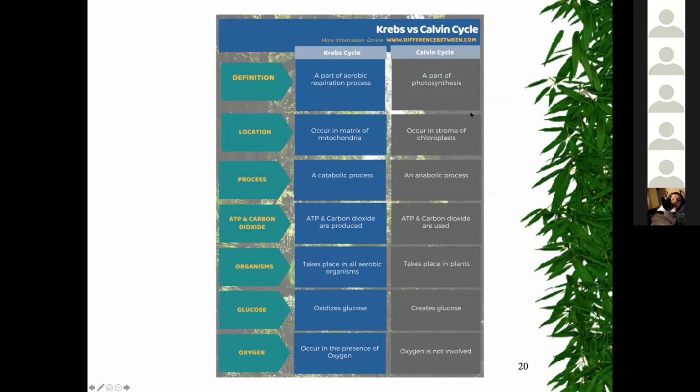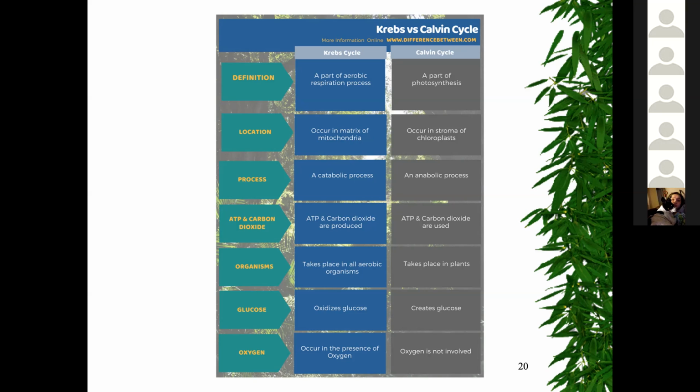Now this is another useful chart for comparing the two major cycles that we're talking about. The Calvin cycle, which occurs in photosynthesis, occurs in the chloroplast, and the Krebs cycle, which is respiration, occurs in the mitochondrion. Okay, definitions. Krebs cycle is part of the aerobic respiration process. The Calvin cycle is part of photosynthesis. Krebs in the mitochondria, Calvin is in the chloroplast. Krebs is catabolic, tears things apart. Calvin cycle is anabolic, it builds things up, makes food, makes sugar.